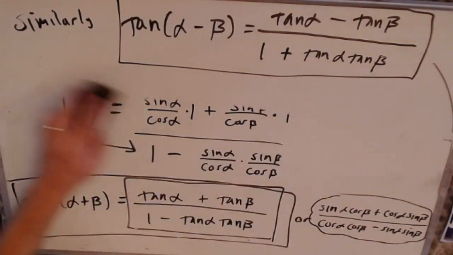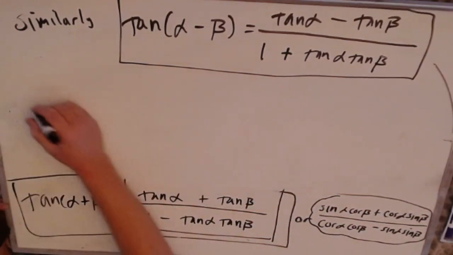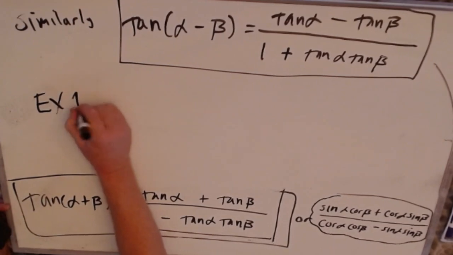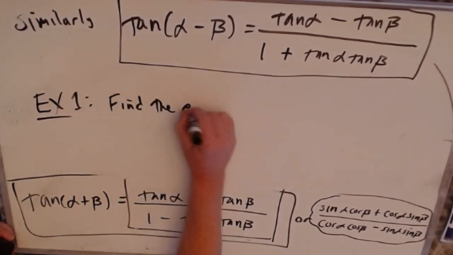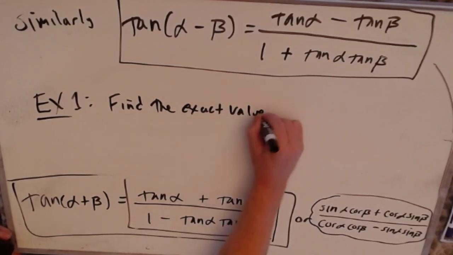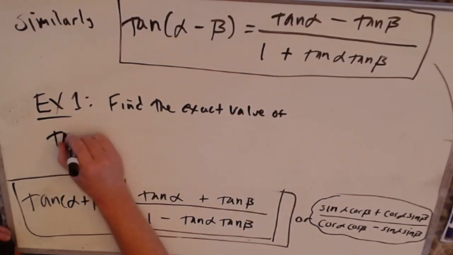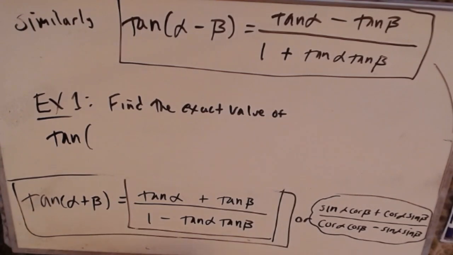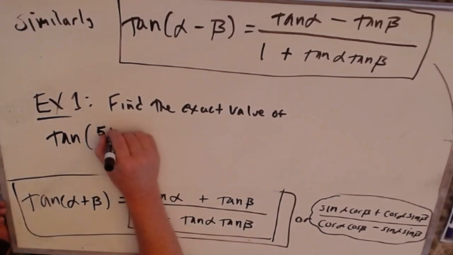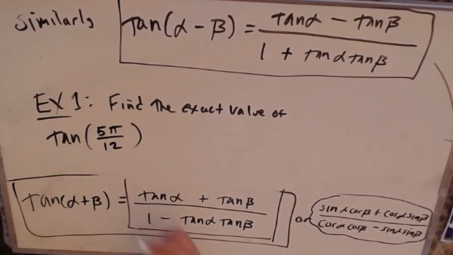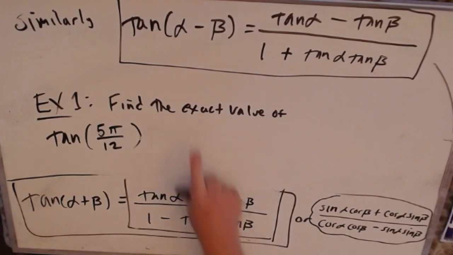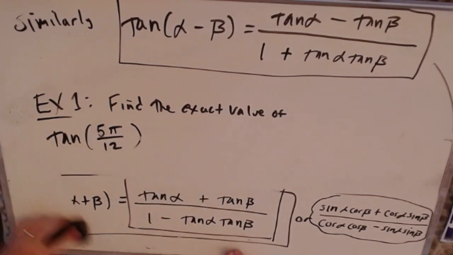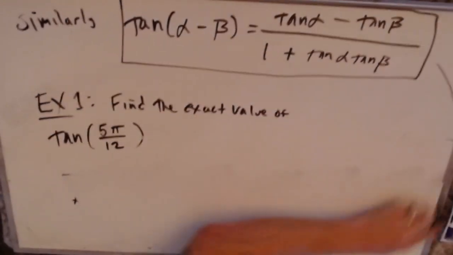All right, let's do one. Our first example of the day. Our first catch of the day. Find the exact value of tangent, I don't know, how about 5 pi over 12? It's got to be something that we can use either a sum or a difference to get.